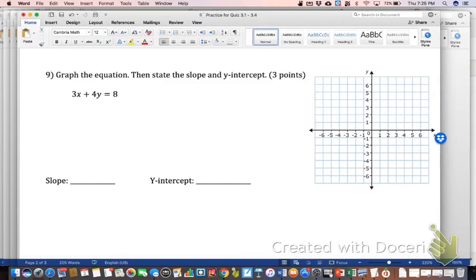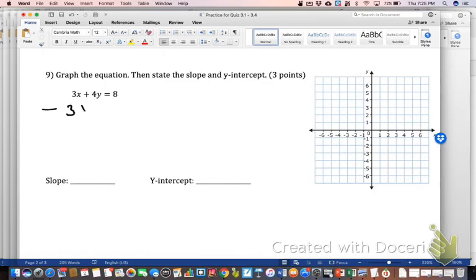Hey, it says graph the equation, then state the slope and y-intercept. So I've got options for what I could do. I could go ahead and graph by intercept since it's in standard form, but this one's less than ideal to do that because the 3 and the 4 coefficients don't evenly divide into the 8. So even though you're welcome to do intercepts if you want, personally, I'm going to convert this thing into slope-intercept form.